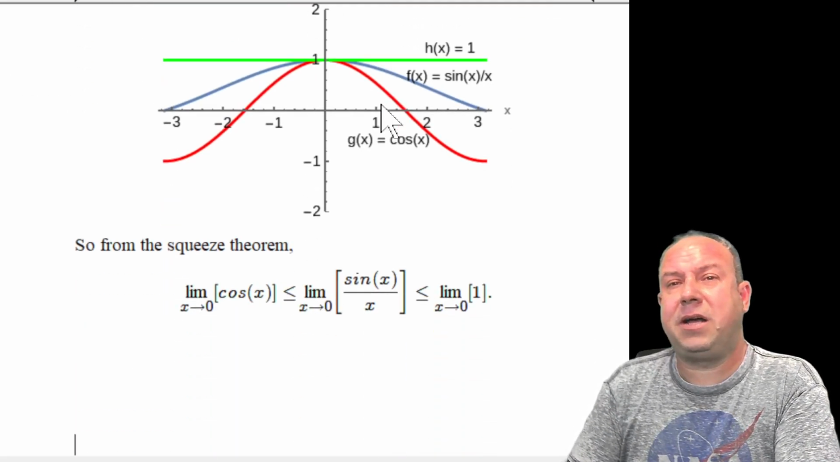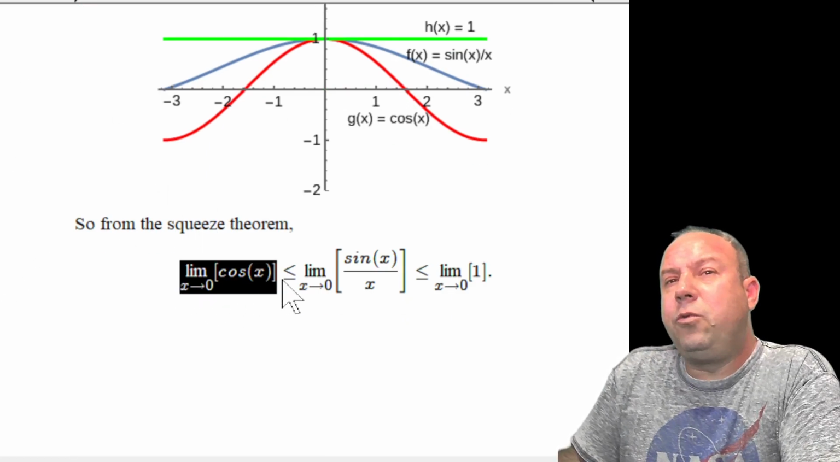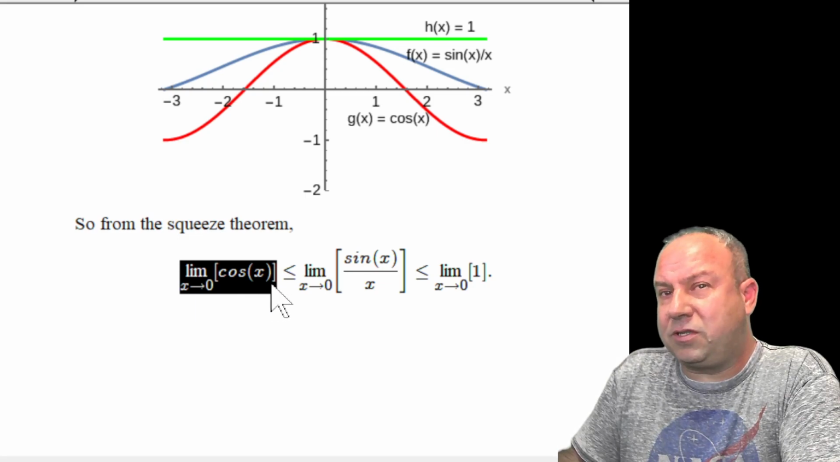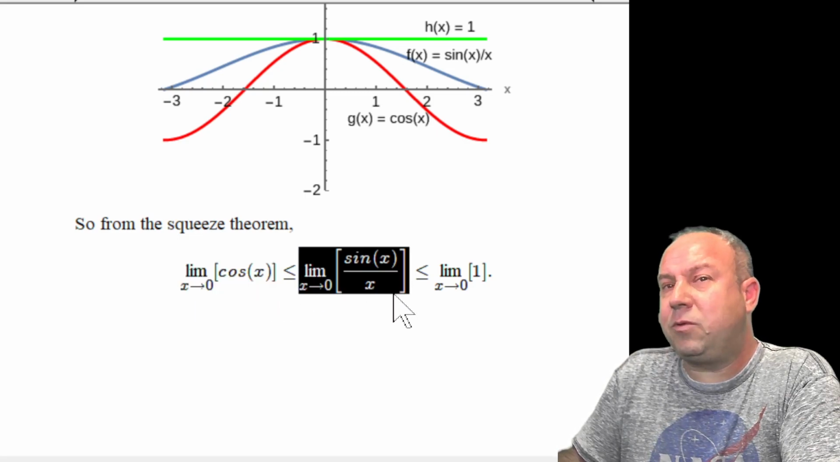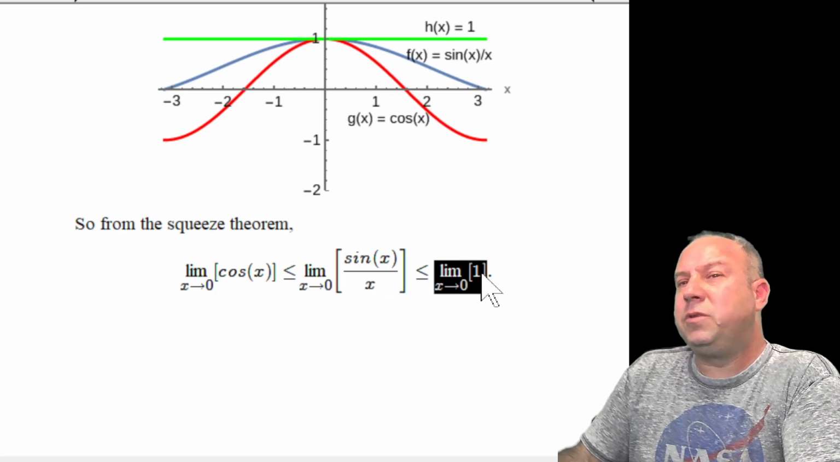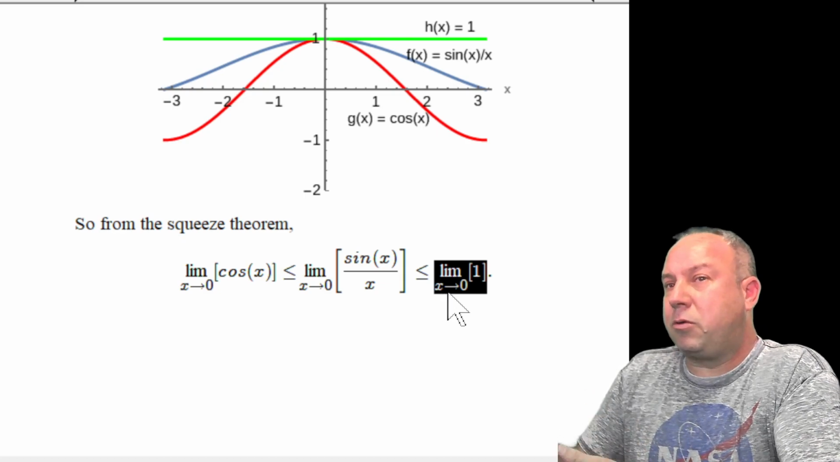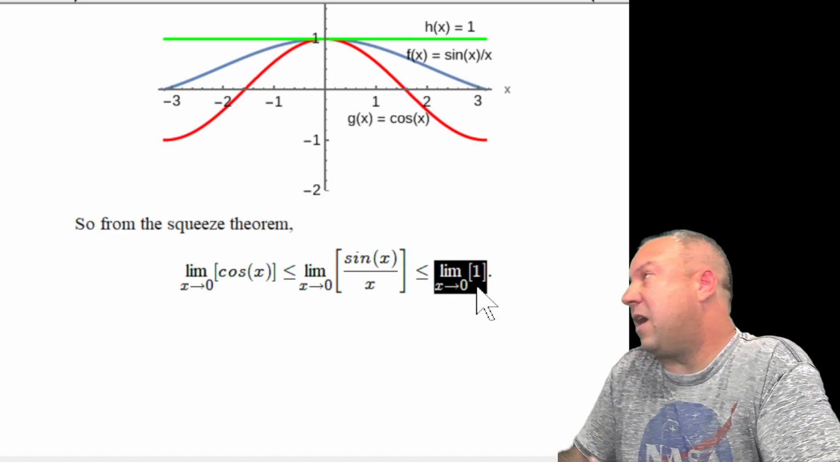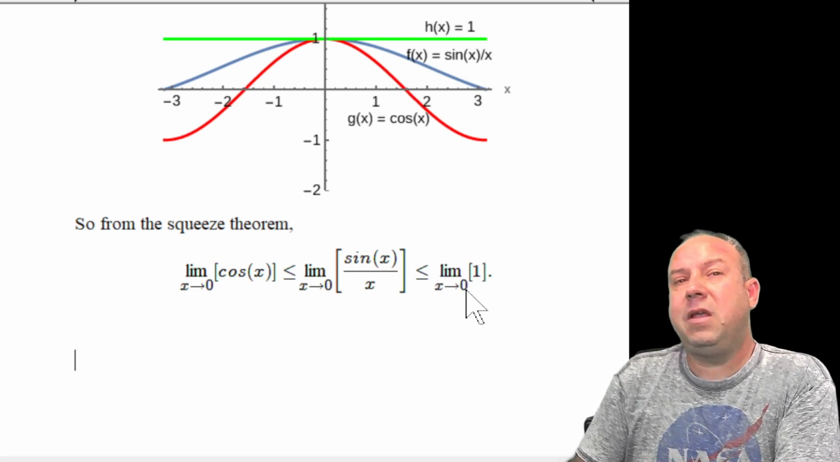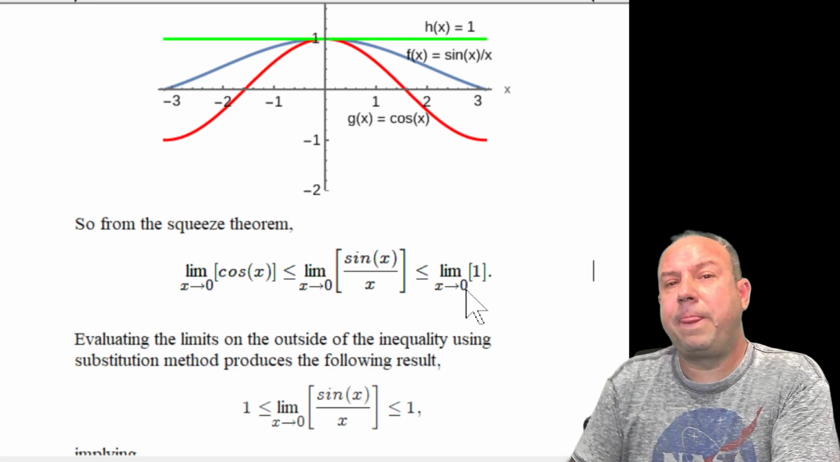All right, my apologies. From the squeeze theorem, we can say that the limit as x approaches 0 for the cosine of x must be less than or equal to the limit as x approaches 0 for the sine x over x, which must be less than or equal to the limit as x approaches 0 for just the constant value of 1. Where we can simplify that pretty quickly, right?